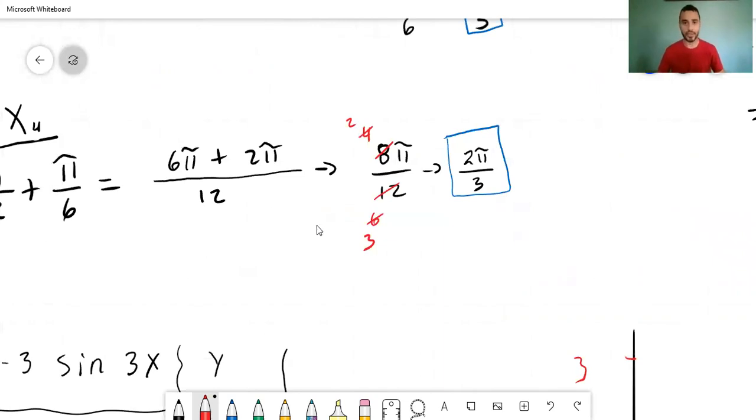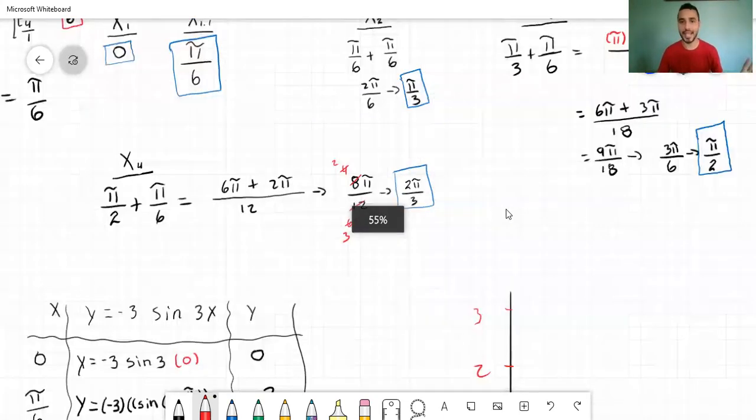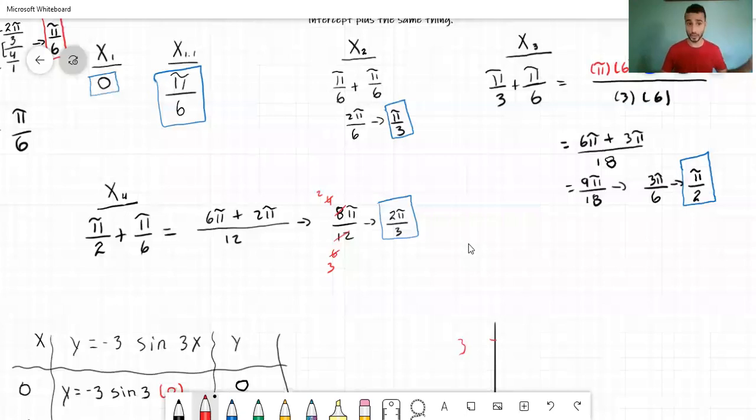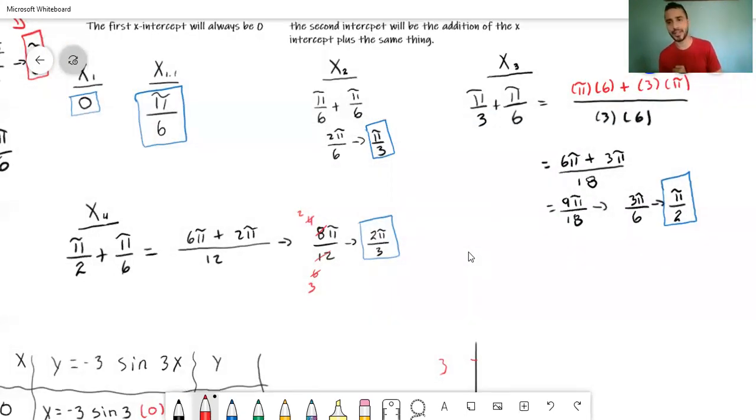Now, I wanted you guys to have this clear. This is how we find the x-intercepts. And I'm showing you this because I don't want you to be dependent on GeoGebra. You can easily do this by yourself. So everything that we have here in blue are the intercepts, the values in X. All of those things are the values in X.